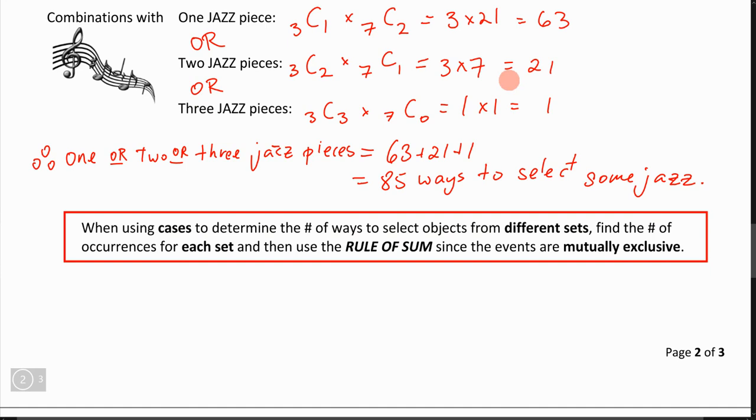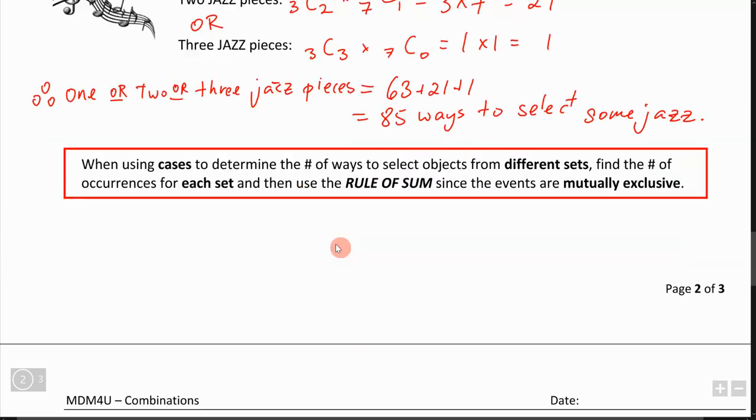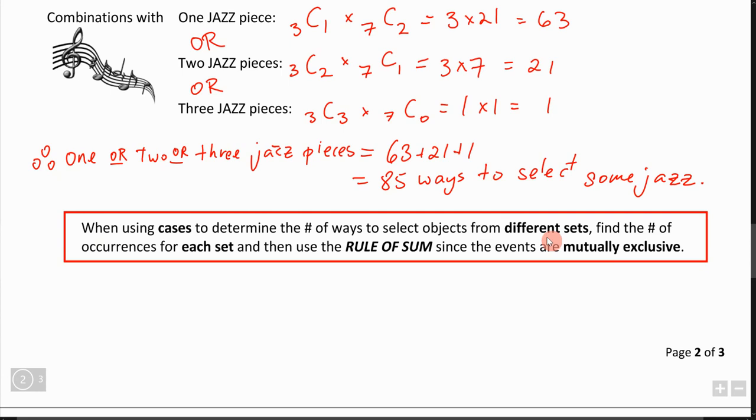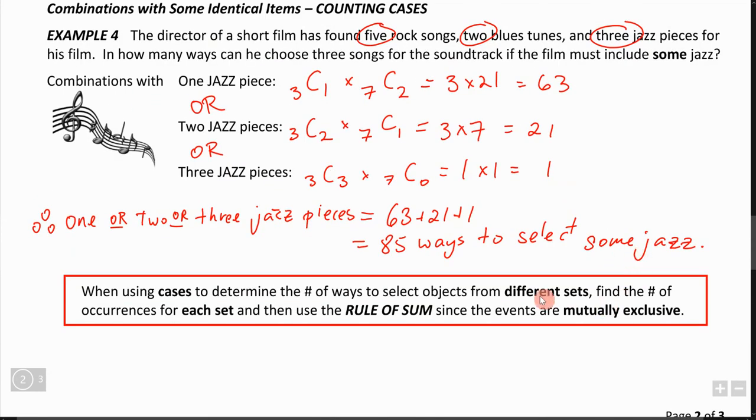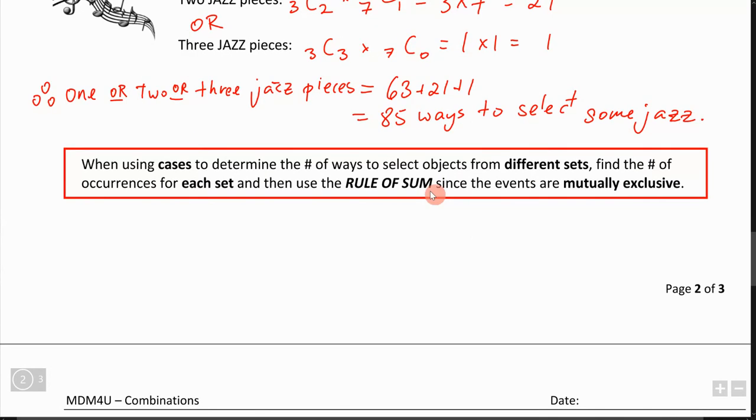Okay. When using cases to determine the number of ways to select objects from different sets, find the number of occurrences for each set and then use the rule of sum since the events are mutually exclusive. Okay, remember, these are mutually exclusive events. So if I want to use an indirect method, I'm going to just show you how here.